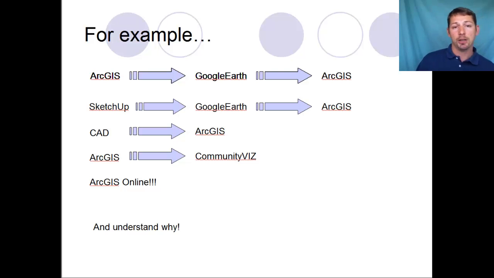The idea of taking ArcGIS, moving it into CommunityViz, which is a decision support tool or scenario planning tool. And then this new technology that ArcGIS Online has implemented, which we're hoping to start using here soon, and we could talk about more of that in the future if it gets up and running.